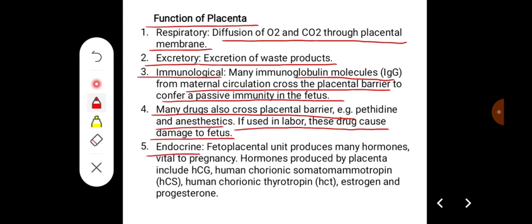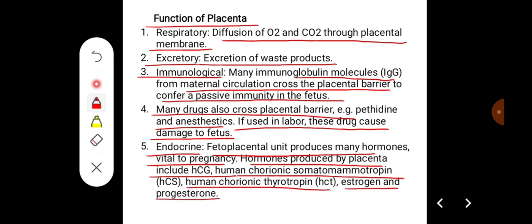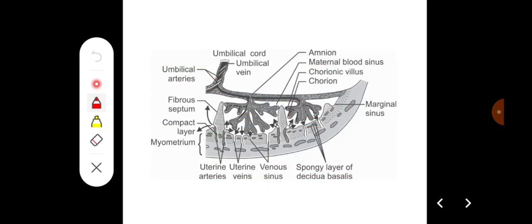Some of the endocrine functions are a fetoplacental unit which produces many hormones vital to pregnancy. Hormones produced by placenta include HCG, human chorionic somatomammotropin, that is HCS, and human chorionic thyrotropin, that is HCT, estrogen, and progesterone. So this is the structure showing placenta, which is showing the fetal side and the maternal decidua.